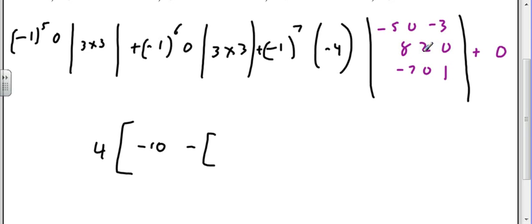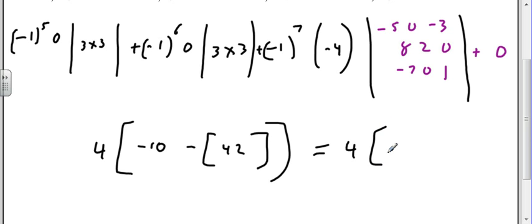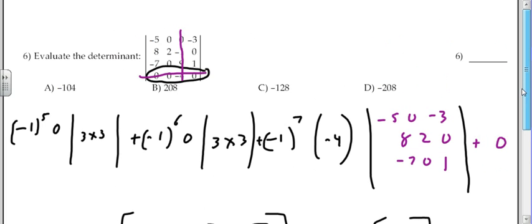7 times 6 is 42. It is 42. Okay. 42, 0, and another 0. All right, so that's what I've got. So it looks like I got 4 times 52, which is 108. And I left out the minus sign, so it'd be minus 108.